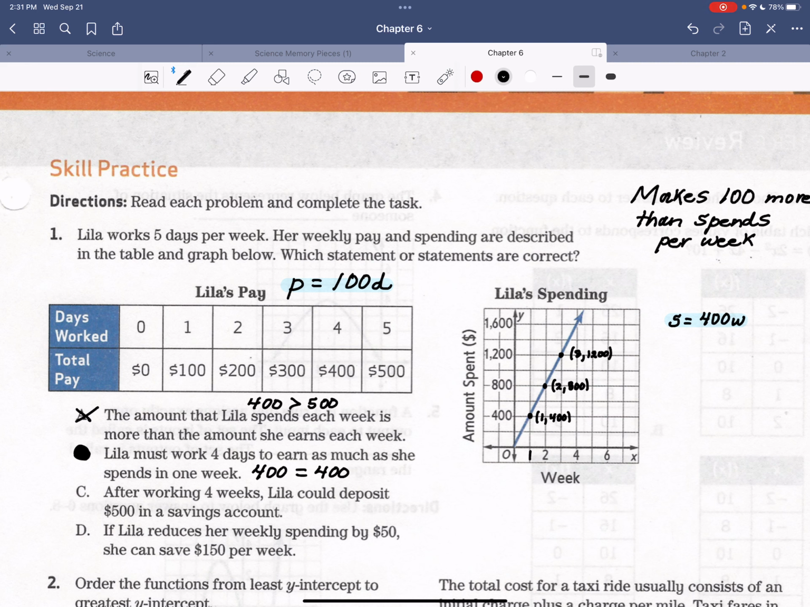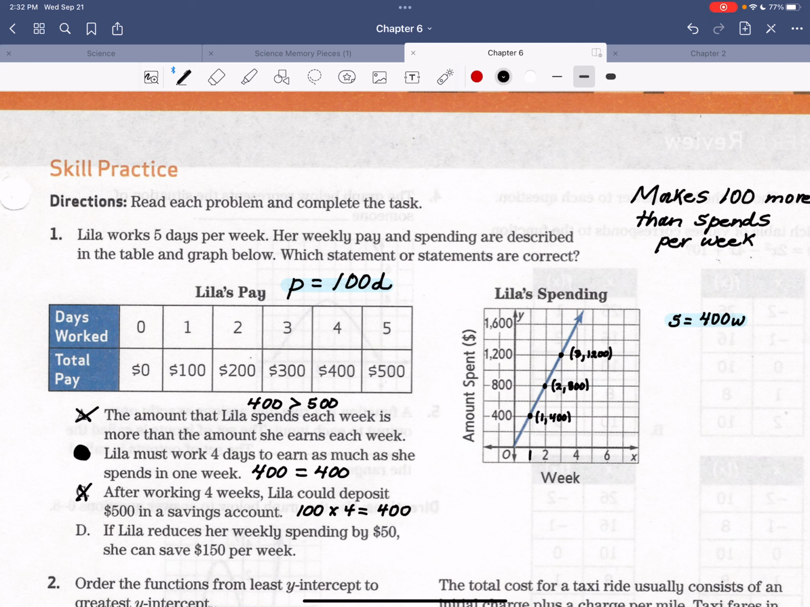After working 4 weeks, Lila could deposit $500 in her savings account. Well, she has $100 a week to spare, and for 4 weeks, that would give her $400 to put into savings, not $500.